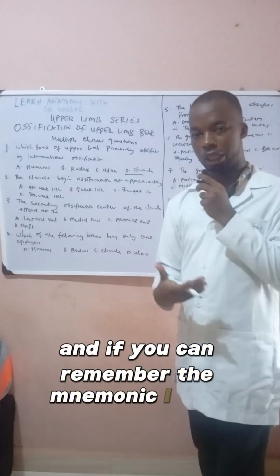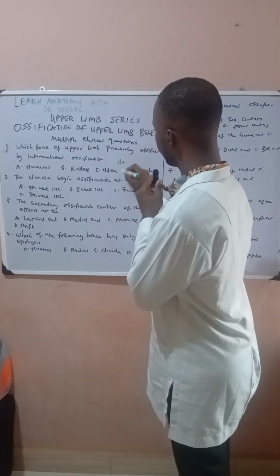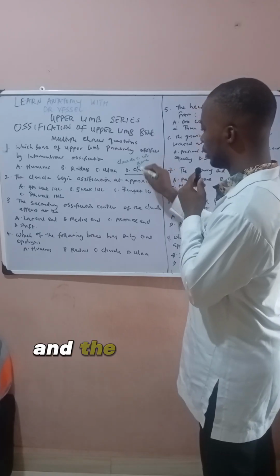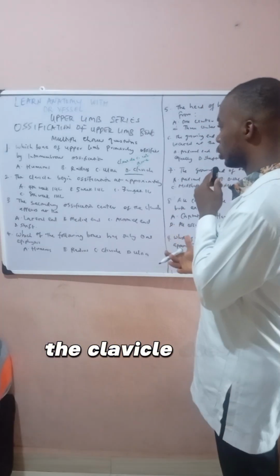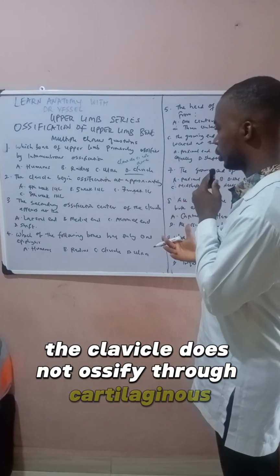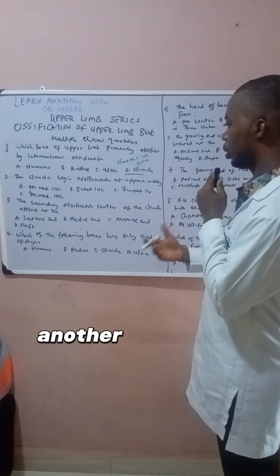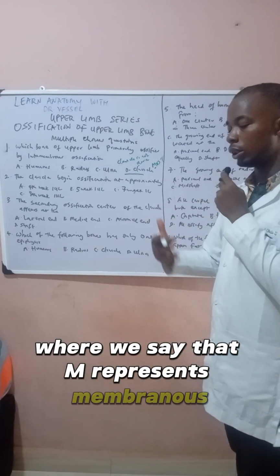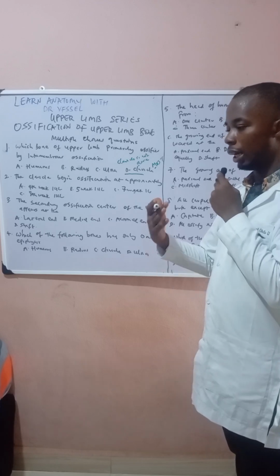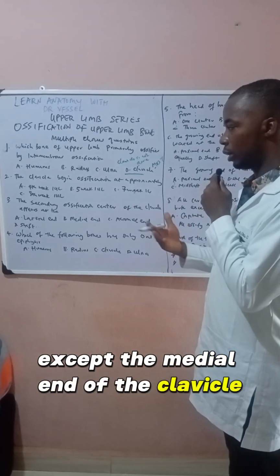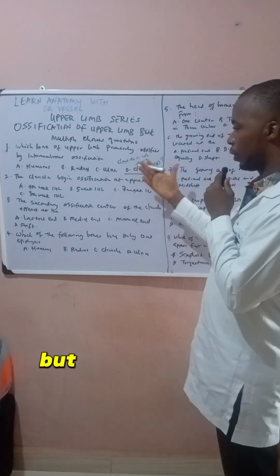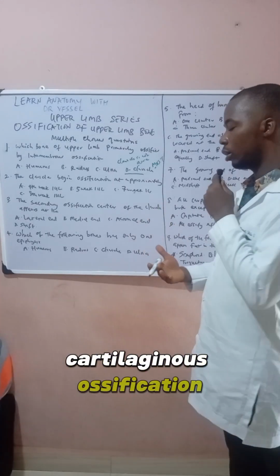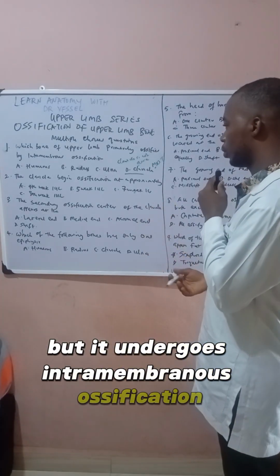And if you can remember the mnemonic I gave, I said clavicle is not clever. The clever here helps us remember that the clavicle does not ossify through cartilaginous, but it ossifies through membranous. Another mnemonic you can remember is the MO mnemonic, where MO represents membranous ossification that is seen in the clavicle, except the medial end of the clavicle that ossifies through cartilaginous. But clavicle is not clever can help you remember that the clavicle does not undergo intracartilaginous ossification, but it undergoes intramembranous ossification.